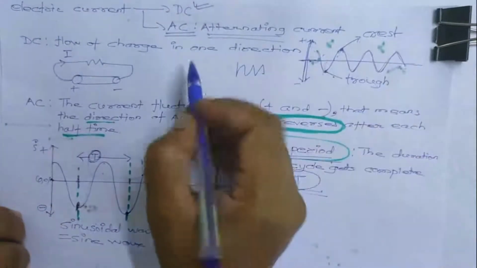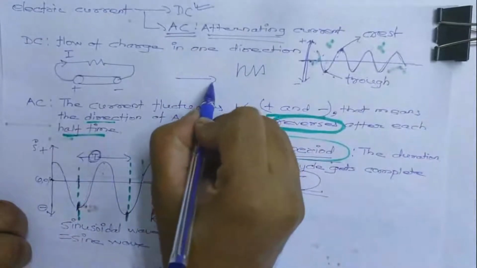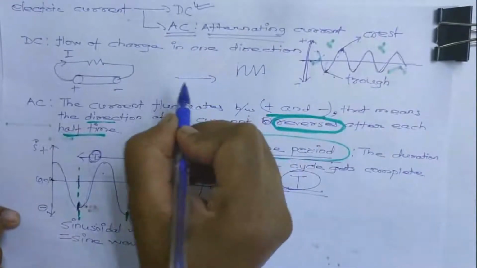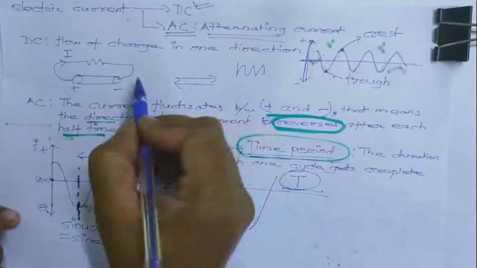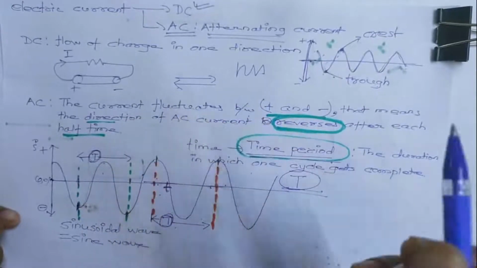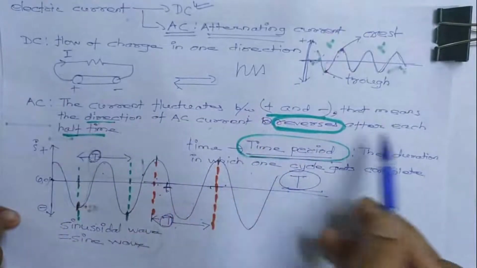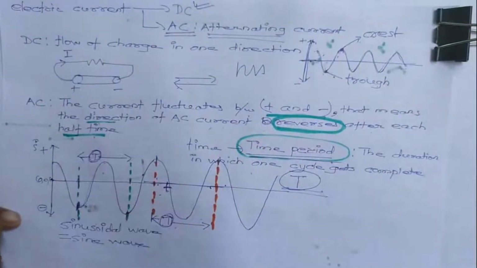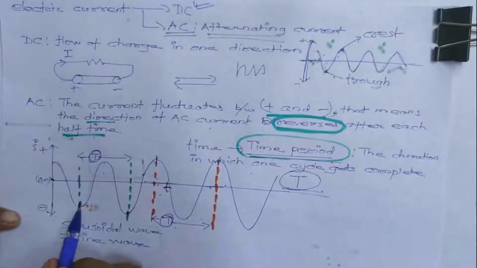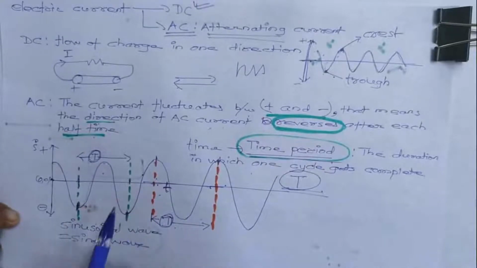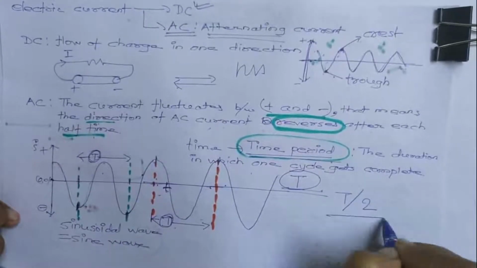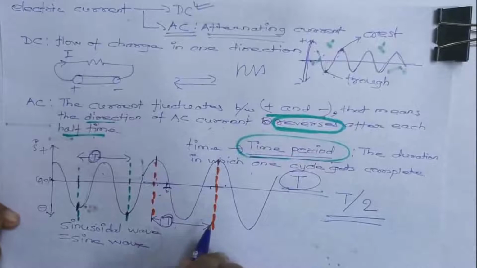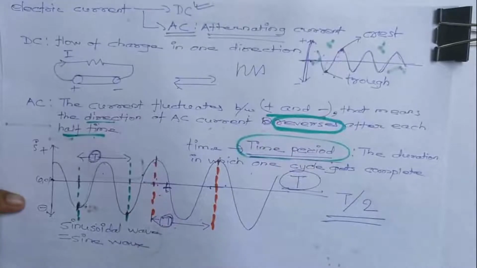Okay, suppose you are going in this direction, and you reversed, that means you just took a 180-degree turn, completely opposite. The direction of AC current reverses after each half time. So if I ask you to find out half time, means T by 2, will you be able to find out? Yeah, probably yes, you should be.